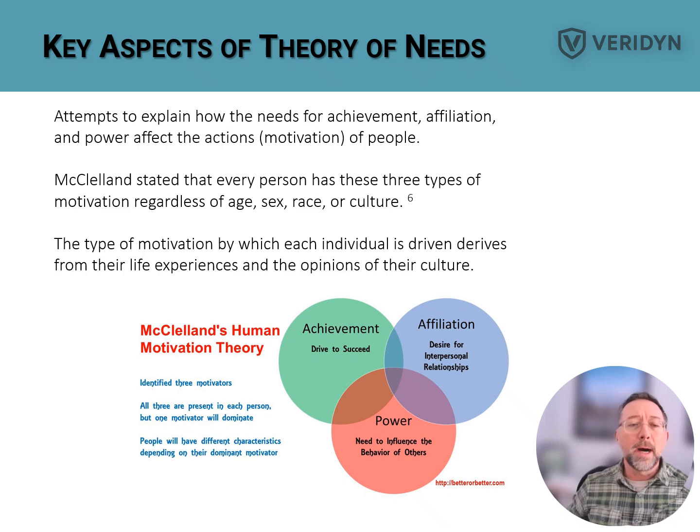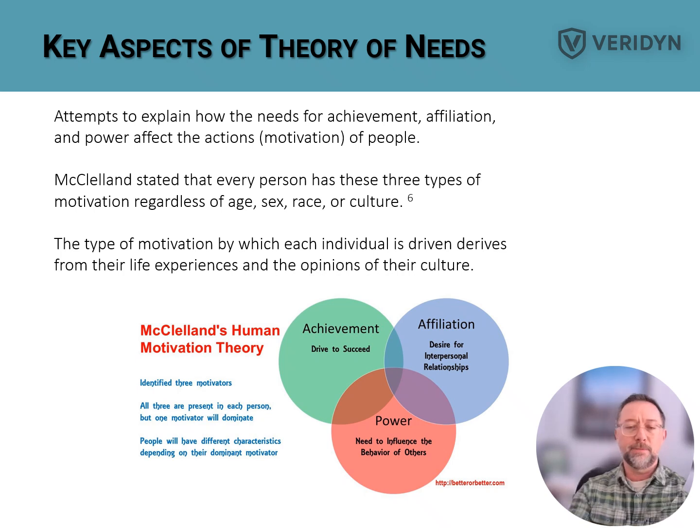So, achievement, affiliation, and power. How does that affect people? How does it affect their actions? How does that motivate people? That's what this theory of needs tries to explain. He did mention that it doesn't matter your age, sex, race, culture, all that stuff, it affects people's motivation equally. But again, it's based on each individual and their life experiences.